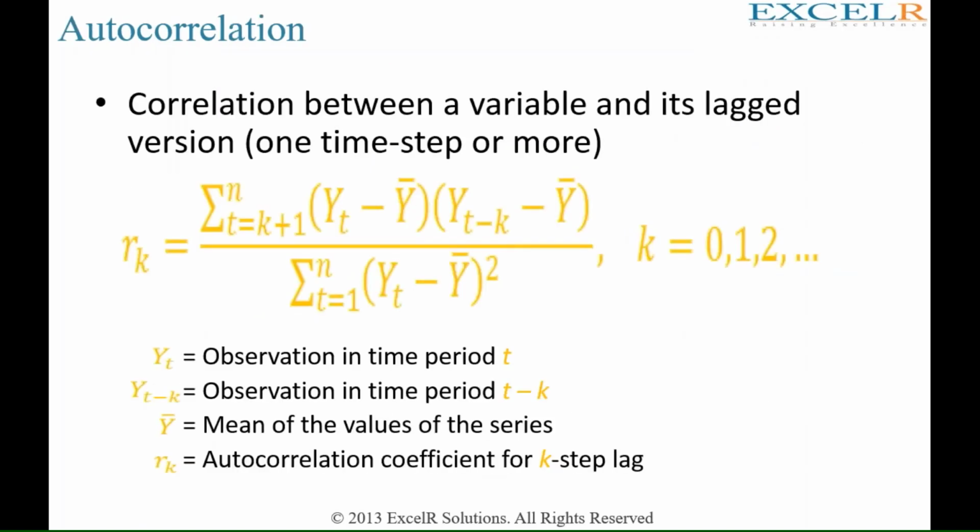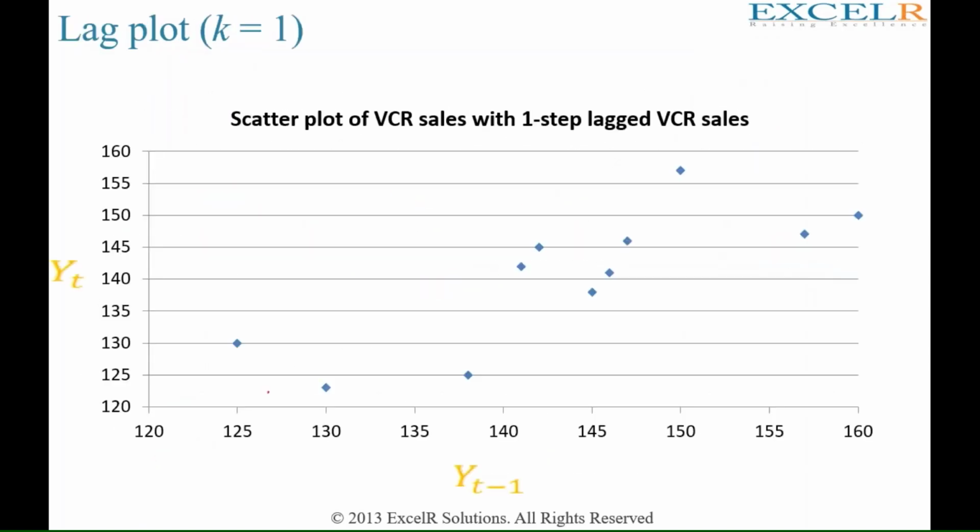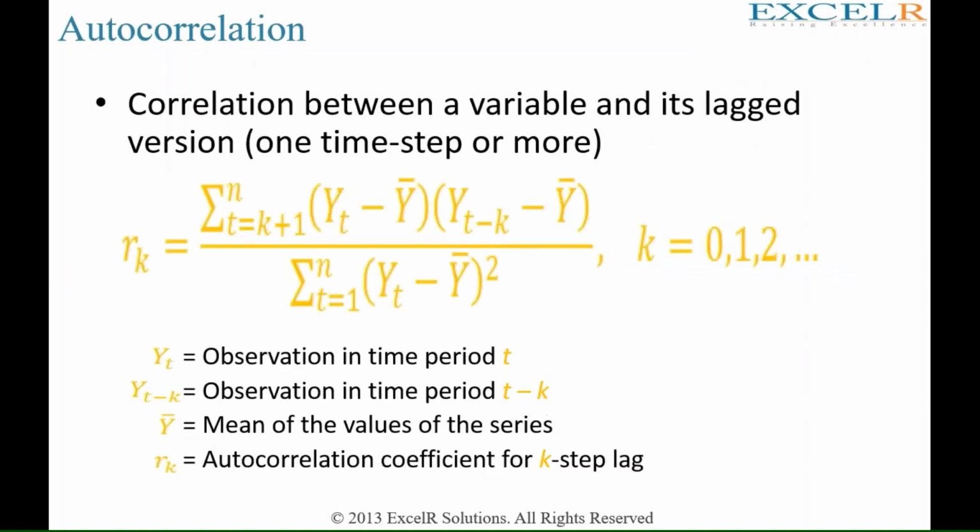Fine. On similar lines, for this lag plot, which is also kind of a scatter diagram, we have something called the autocorrelation value, a correlation coefficient similar to that. And this is represented using RK. And here's a formula to solve that. And this RK autocorrelation value also ranges from -1 to +1. Okay, this also ranges from -1 to +1.